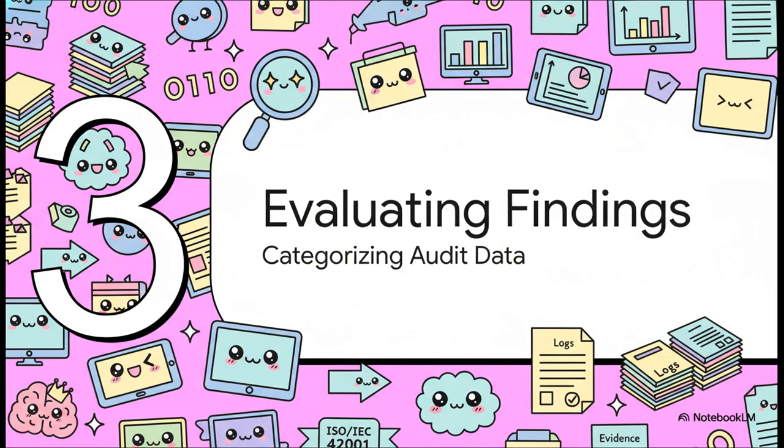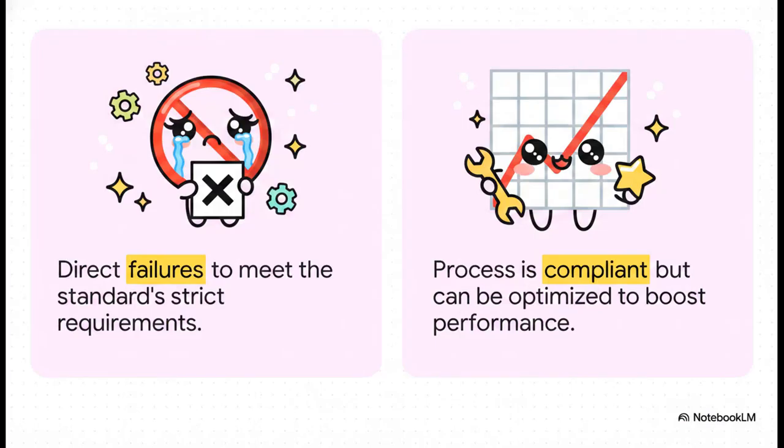Which brings us to Section 3, non-conformities versus improvements, evaluating findings. Okay, so once you've collected all your evidence, the simulation pivots to a highly critical analytical phase. You've got this massive pile of data, logs, and interview notes. Now, you have to categorize what you've found. This is where your judgment as a lead auditor is truly forged.